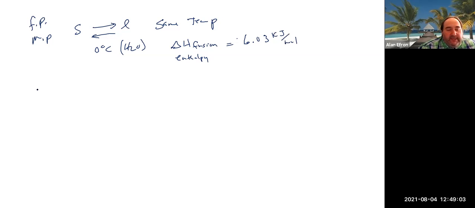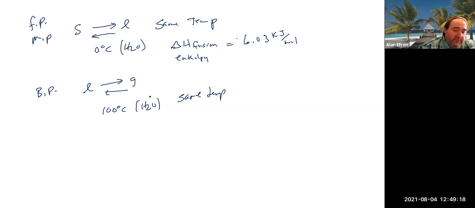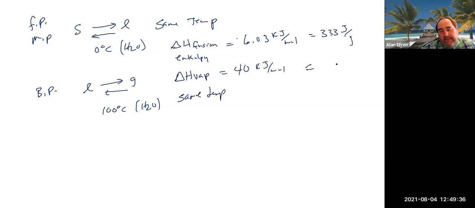We also see the boiling point happening as we go from liquid to gas, gas back to liquid. Again, for water, that occurs at 100 degrees Celsius. And again, it's the same temperature for both of those things, where condensation would occur as well. And we have the delta H of vaporization that occurs. And it's approximately 40-ish kilojoules per mole. This is roughly 333 joules per gram for fusion, 2260 joules per gram to do that transition.